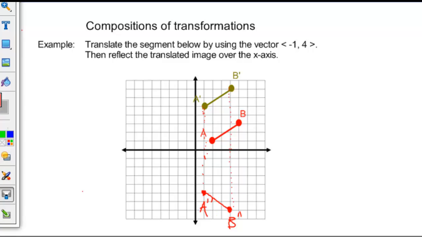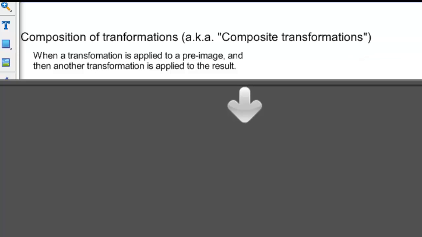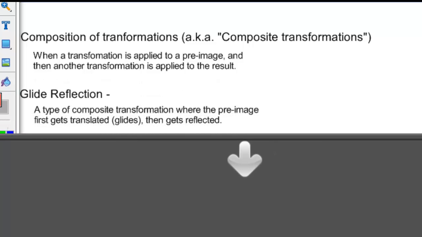Let's define that more mathematically. A composition of transformations, sometimes they'll just call that a composite transformation, is when one transformation is applied to a pre-image and then another transformation is applied to that, just like we did in the example a moment ago. A specific type of composite transformation might be called a glide reflection. That's a type of composite transformation where the pre-image first gets translated, which means it glides, then that result gets reflected. And that is exactly the type of example that we just looked at a moment ago.